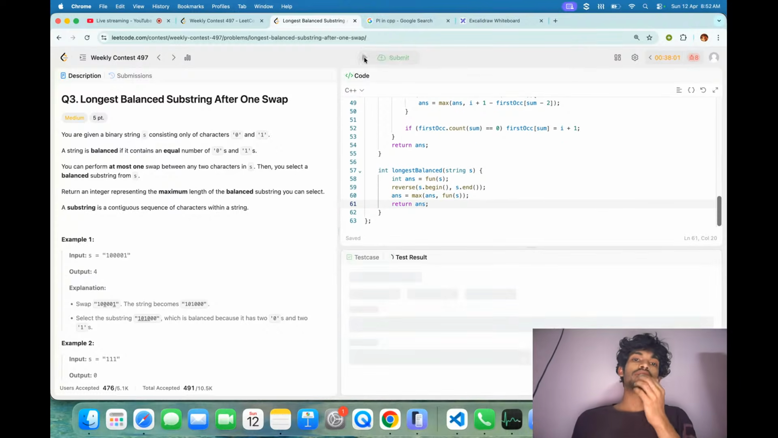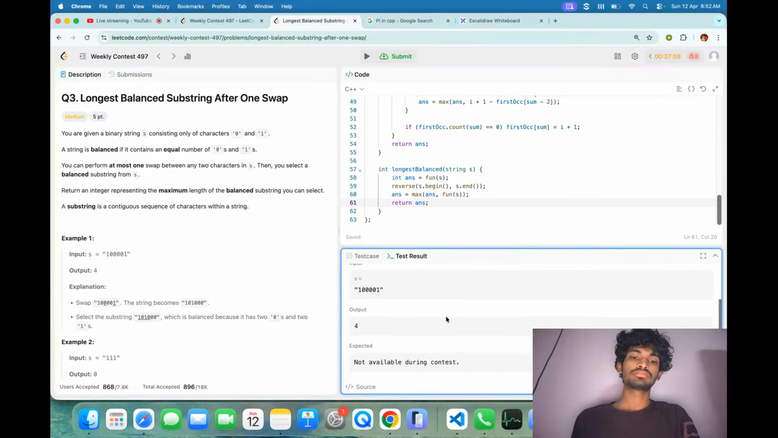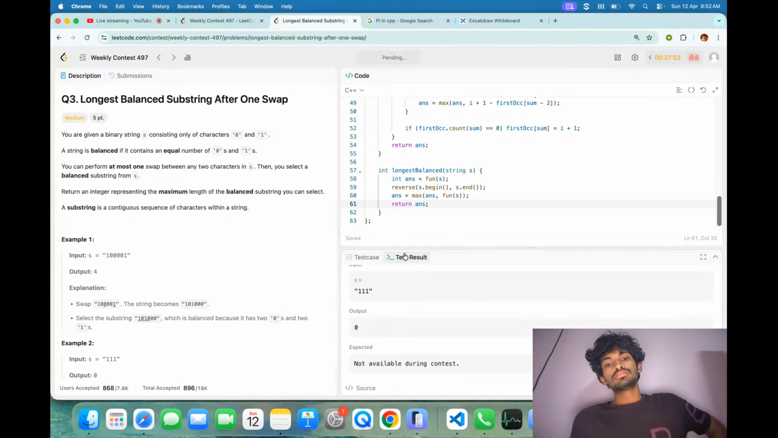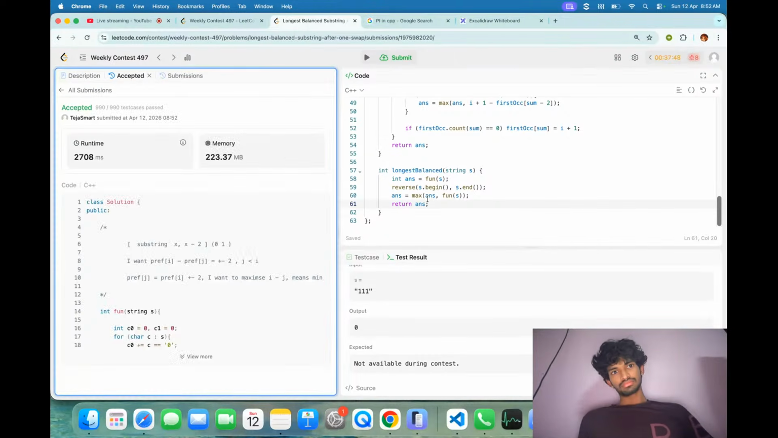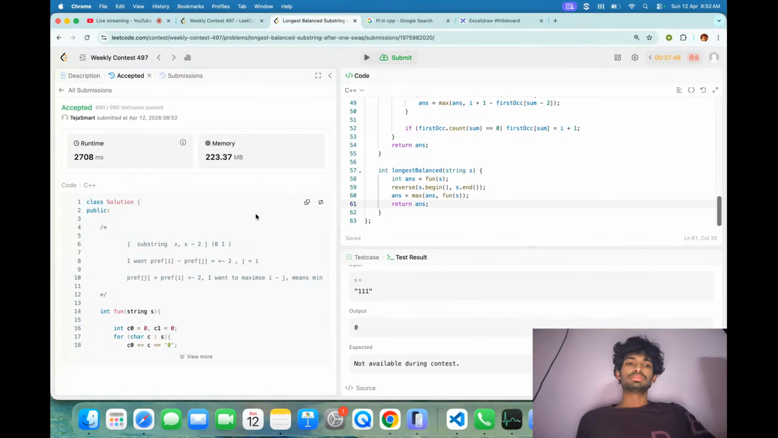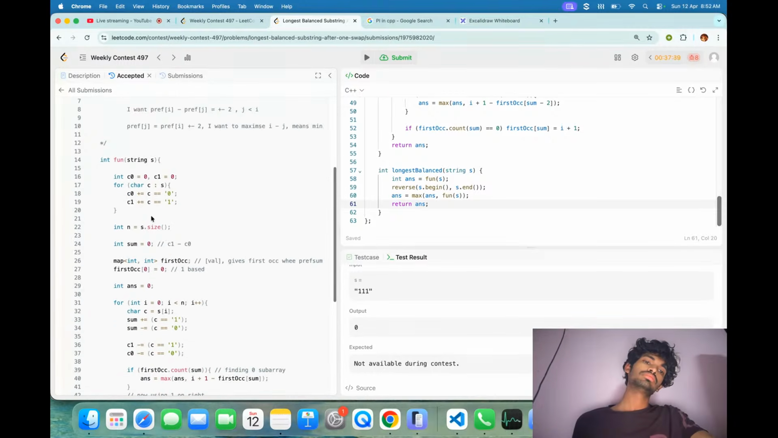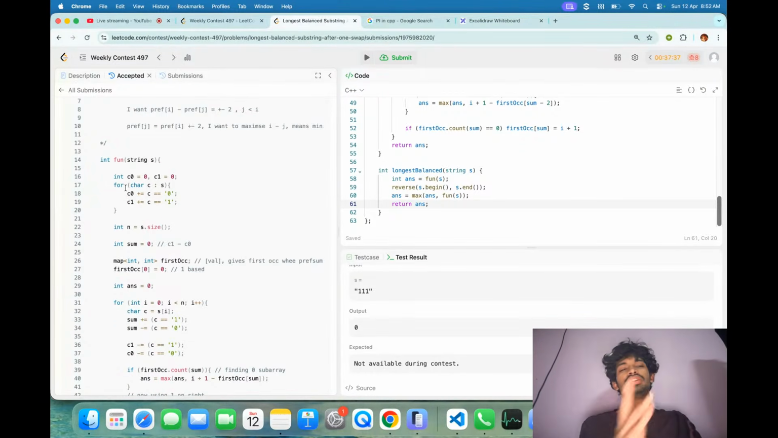This should ideally work. See, it got accepted. Brute force is what I have done. Simple code. I'm only doing one iteration. I just found the total number of ones and total number of zeros, and then I'm removing zeros and ones so that I have the count of the remaining things.